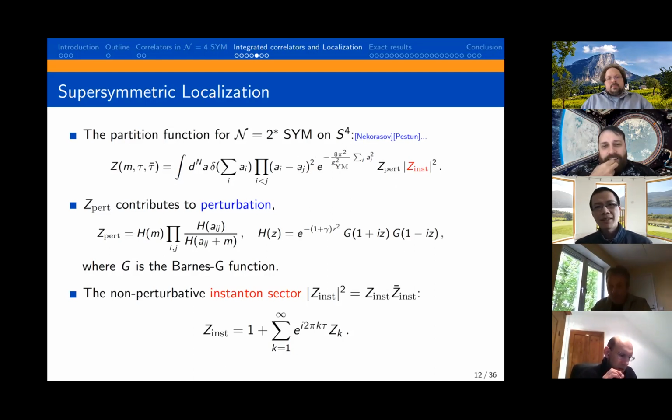To be explicit, the perturbative term is given by this Barnes G function, which takes this particular form, and then the non-perturbative part is the instantons. You have the instantons on the south pole and the anti-instantons on the north pole, so it's a product of instantons and anti-instantons. For the instanton part, I can write it as 1 plus a sum over the number of instantons. K represents the number of instantons, so Z_K represents the K-instanton contribution.